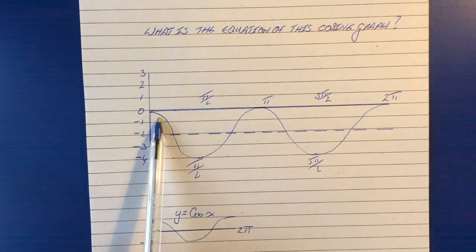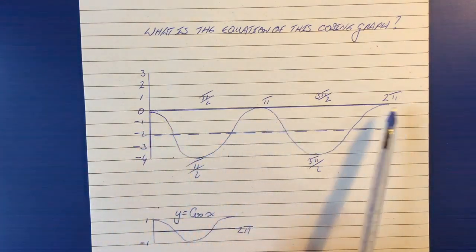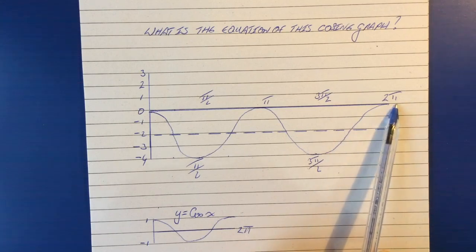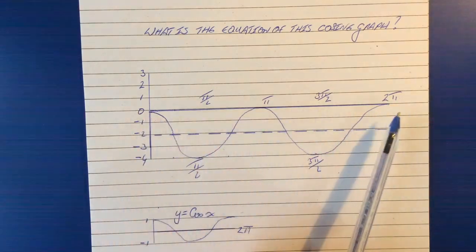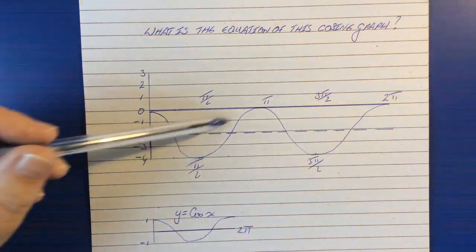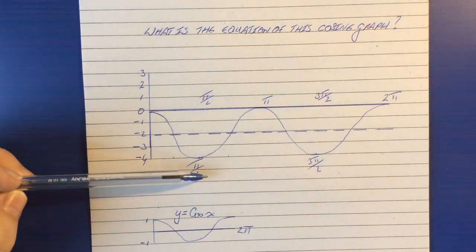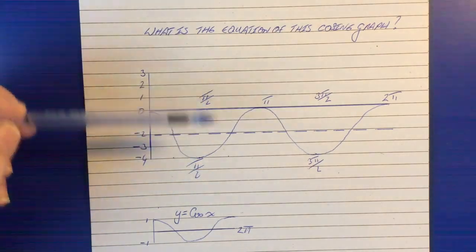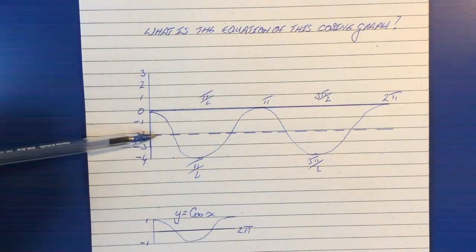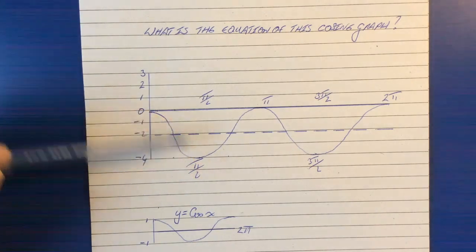Clearly this goes through two cycles within the space of two pi radians, and it's positive. As in it hasn't been flipped, it hasn't been reflected in its median. So this point is where you would expect it. This point is where you would expect it.